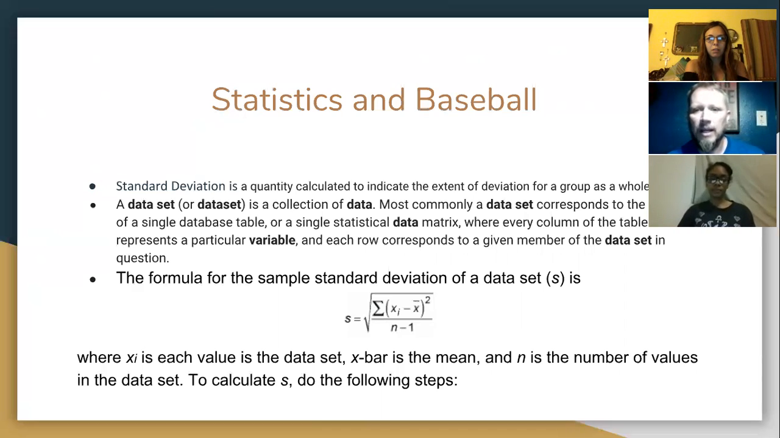Most commonly, a data set corresponds to the contents of a single database table, or a single statistical data matrix, where every column of the table represents a particular variable, and each row corresponds to a given member of the data set in question. As you can see here, I have the standard deviation formula for a data set, where x is the value of each data point, x bar is the mean, and n is the number of values in the data set to calculate s. To do this, you have to do the following steps.